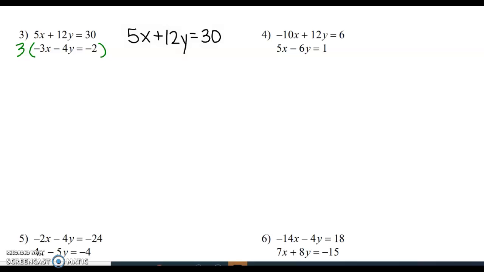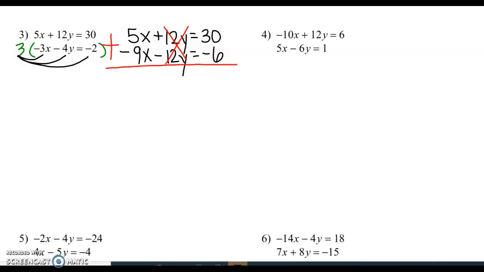And when I multiply the second equation, 3 times negative 3x is negative 9x. 3 times negative 4y is negative 12y. And 3 times negative 2 is negative 6. So now I've created opposites. So when I add my equations together, the y's cancel out.